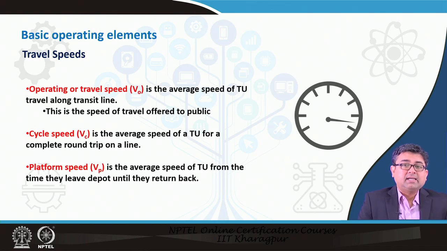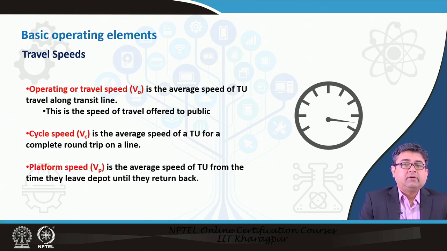The next thing is cycle speed, and this is the average speed of a TU for a complete round trip on one line. So, once the transit unit completes a round trip, so back and forth, the average speed during this entire run is known as the cycle speed.